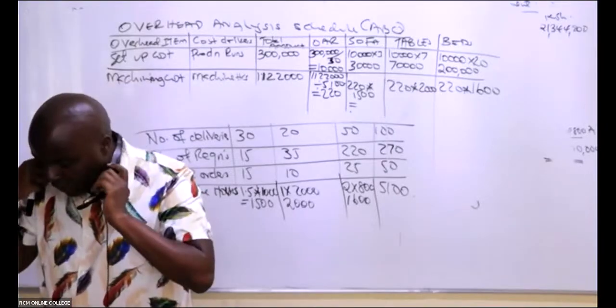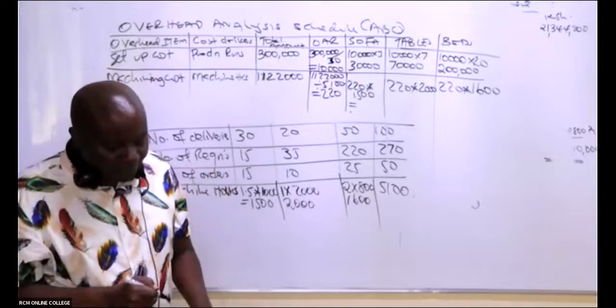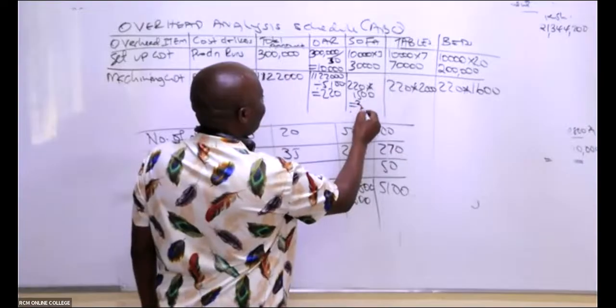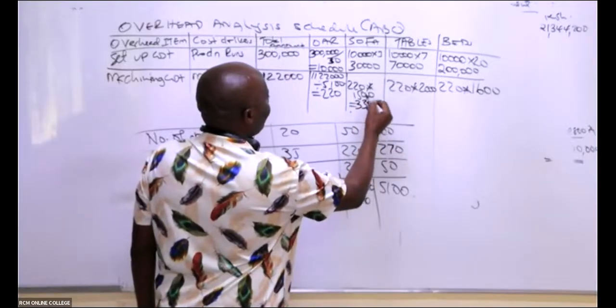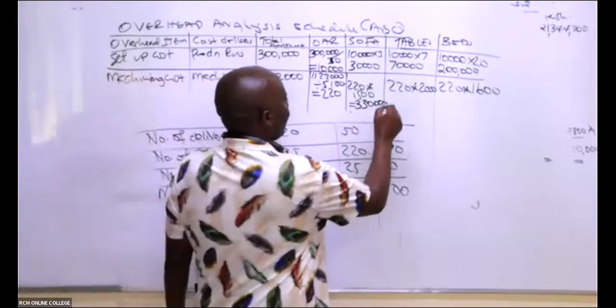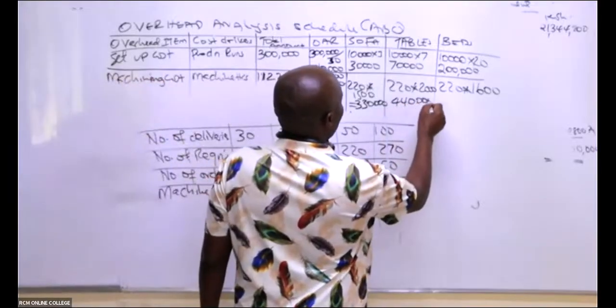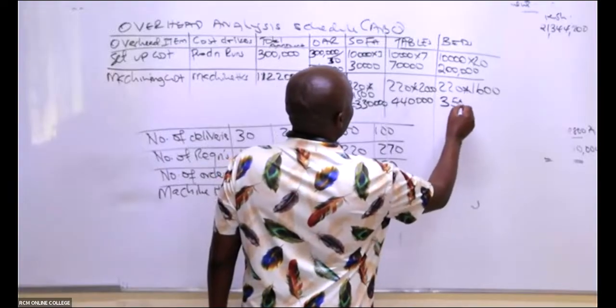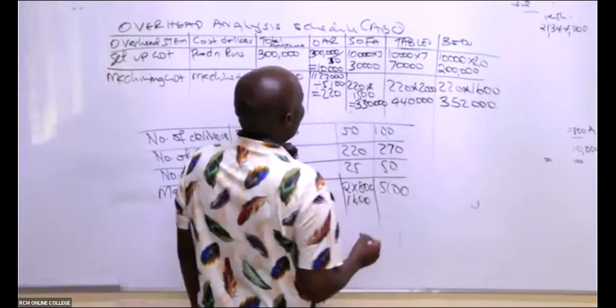So they have given me answers. The first one I'm being told is 330,000. The second one, 440,000. The third one, 352,000. Thank you so much.